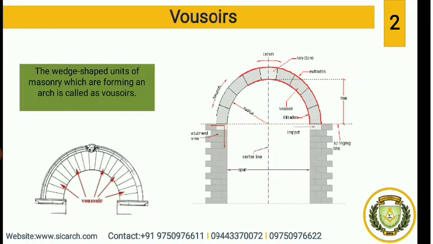So, wedge-shaped units or masonry that form an arch are called voussoirs. So, wedge-shaped, which will look like this. It won't look like a proper triangle.